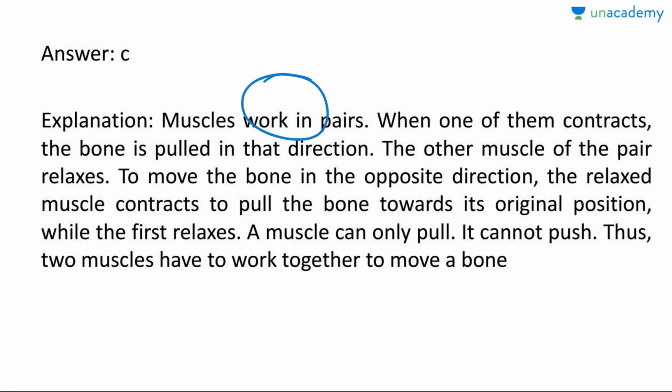So muscles usually work in pairs. When one of them contracts, the bone is pulled in that direction. The other muscle of the pair relaxes. To move the bone in the opposite direction, the relaxed muscle will contract to pull the bone towards its original position, and the first one will relax. And a muscle can only pull, it cannot push. So two muscles have to work together to move a bone. But there are exceptions. Okay.